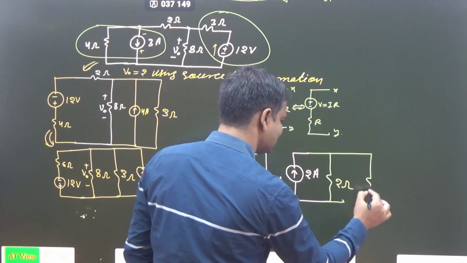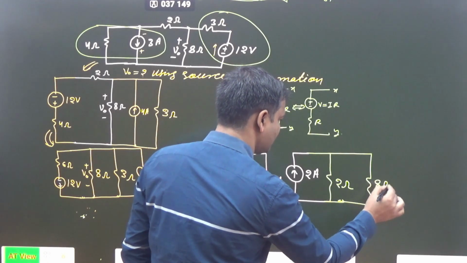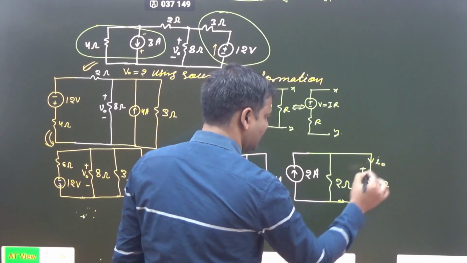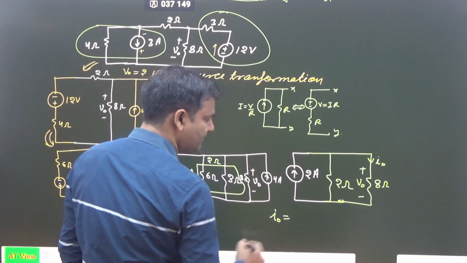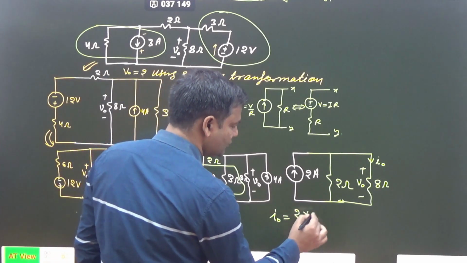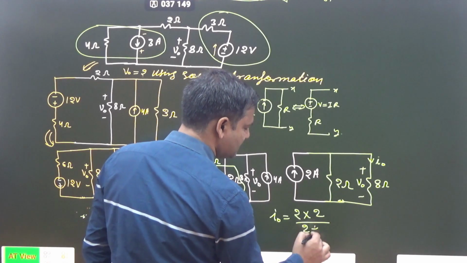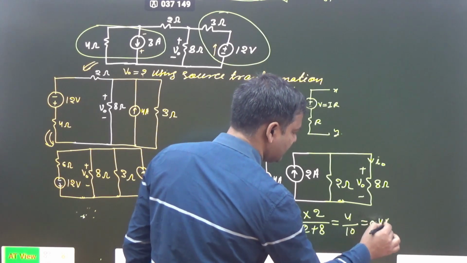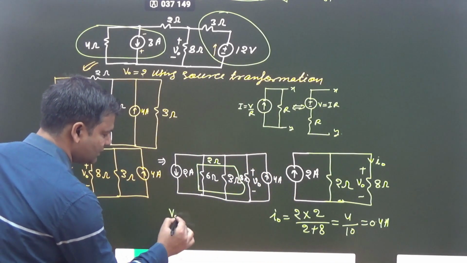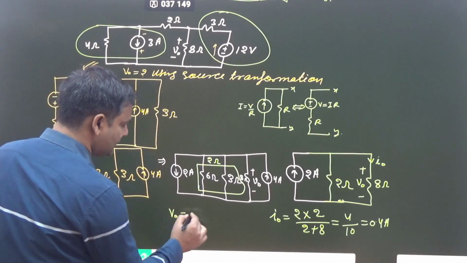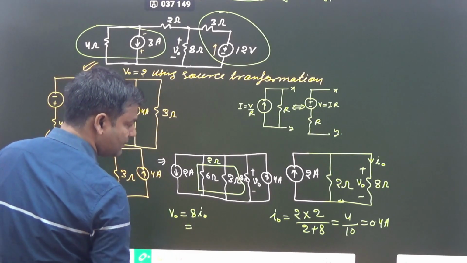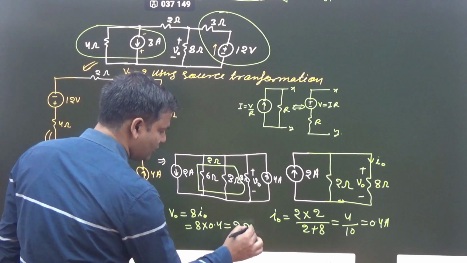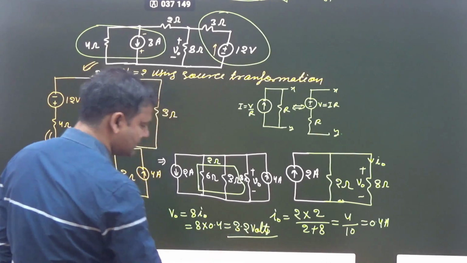And here 8 ohm, and our motto is to determine V naught. So first of all determine I naught with the help of the current division rule. 2 into 2 divided by 2 plus 8, that is 4 divided by 10, how much is that? 0.4 ampere. So what about V naught? V naught is written as 8 into I naught. So 8 into 0.4, 3.2 volt is the right answer.